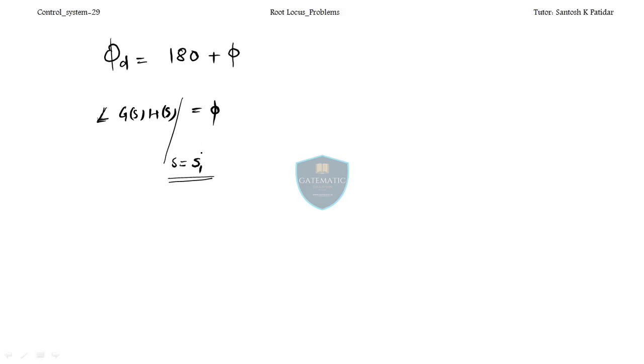And suppose you want to calculate by the graphical method, I'll use the formula phi d equals 180 degree minus phi, where this phi is nothing but the angle provided by the poles minus the angle provided by the zeros.